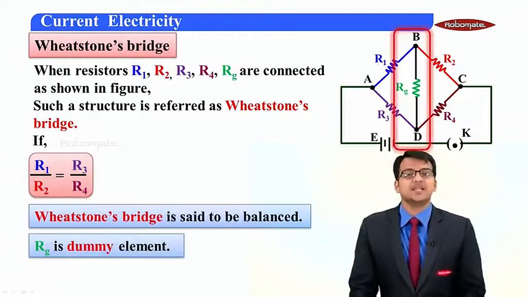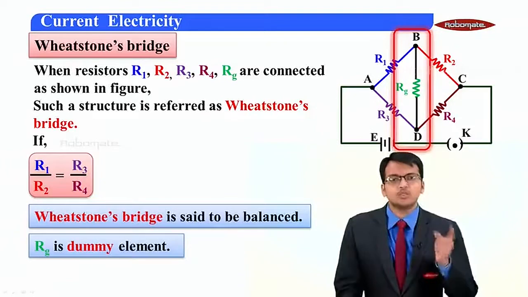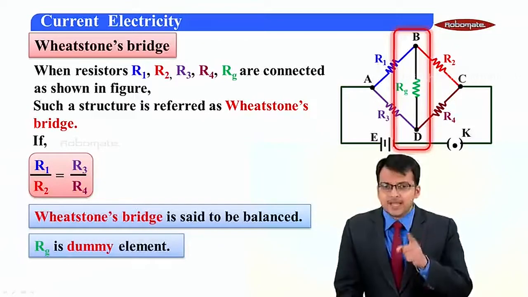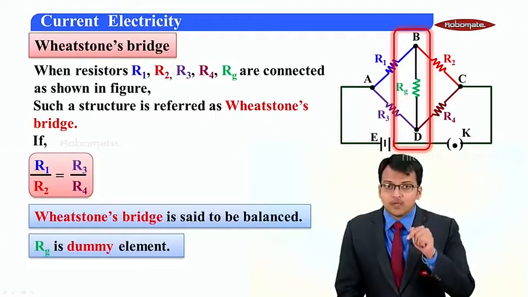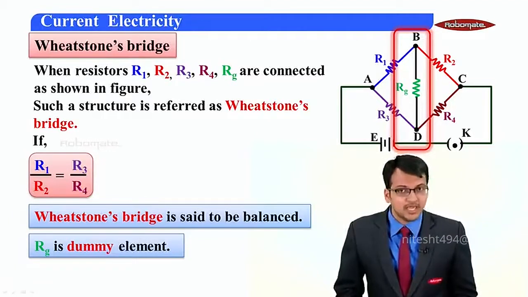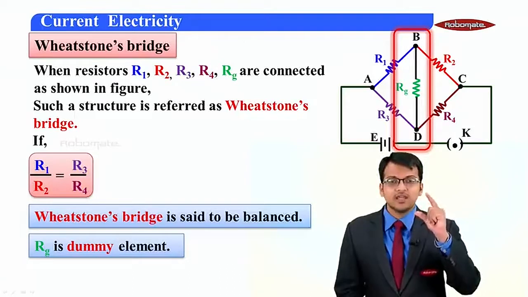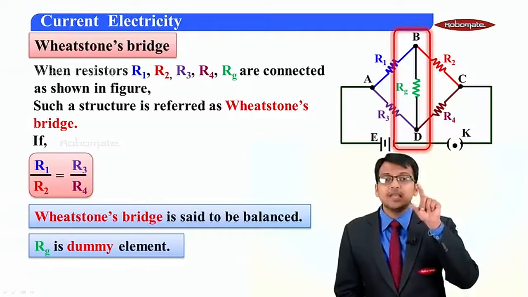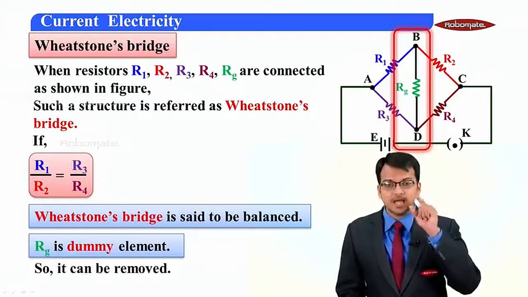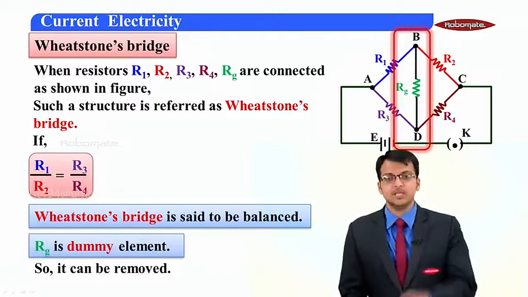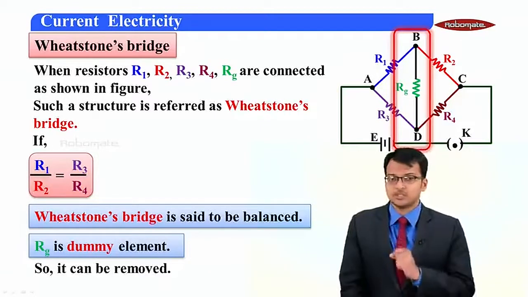And if the bridge is balanced, can I say the galvanometer will show null deflection? That implies there is no current flowing through this branch, that is branch BD. And if current is not flowing, can I say the resistance is infinite? That means it is simply an open circuit. That means Rg is dummy and it can be removed. Please understand this concept, dear students.